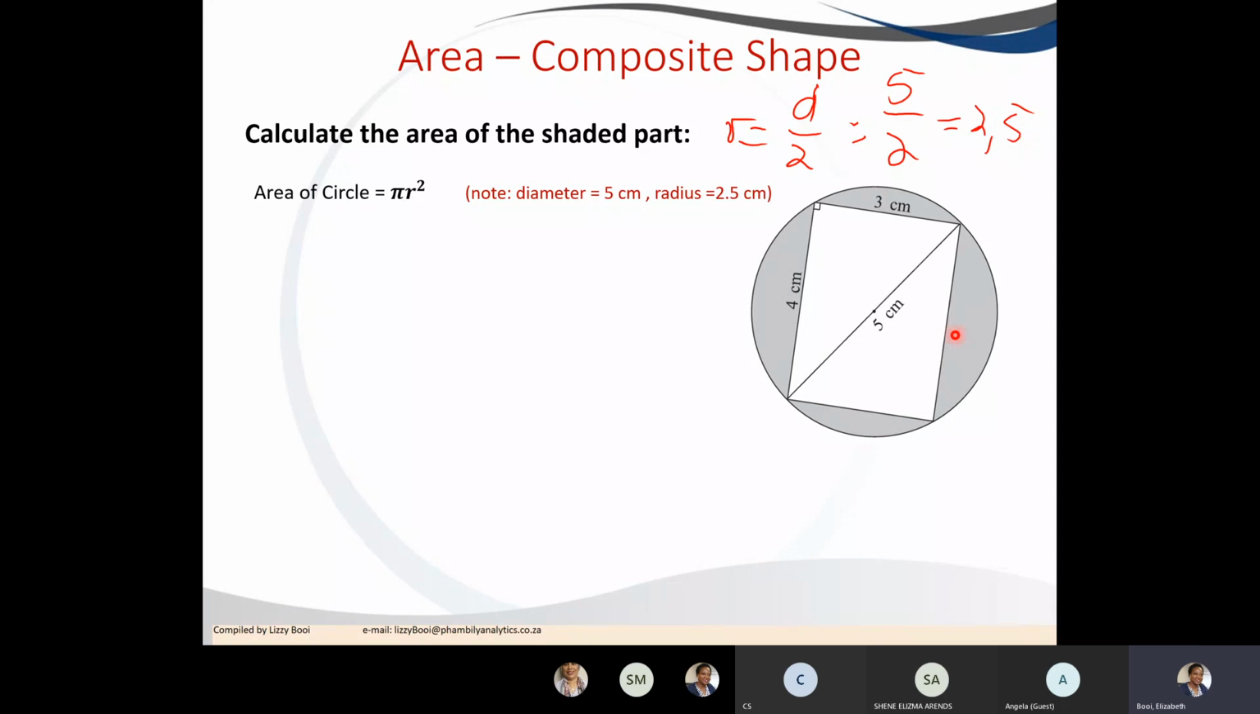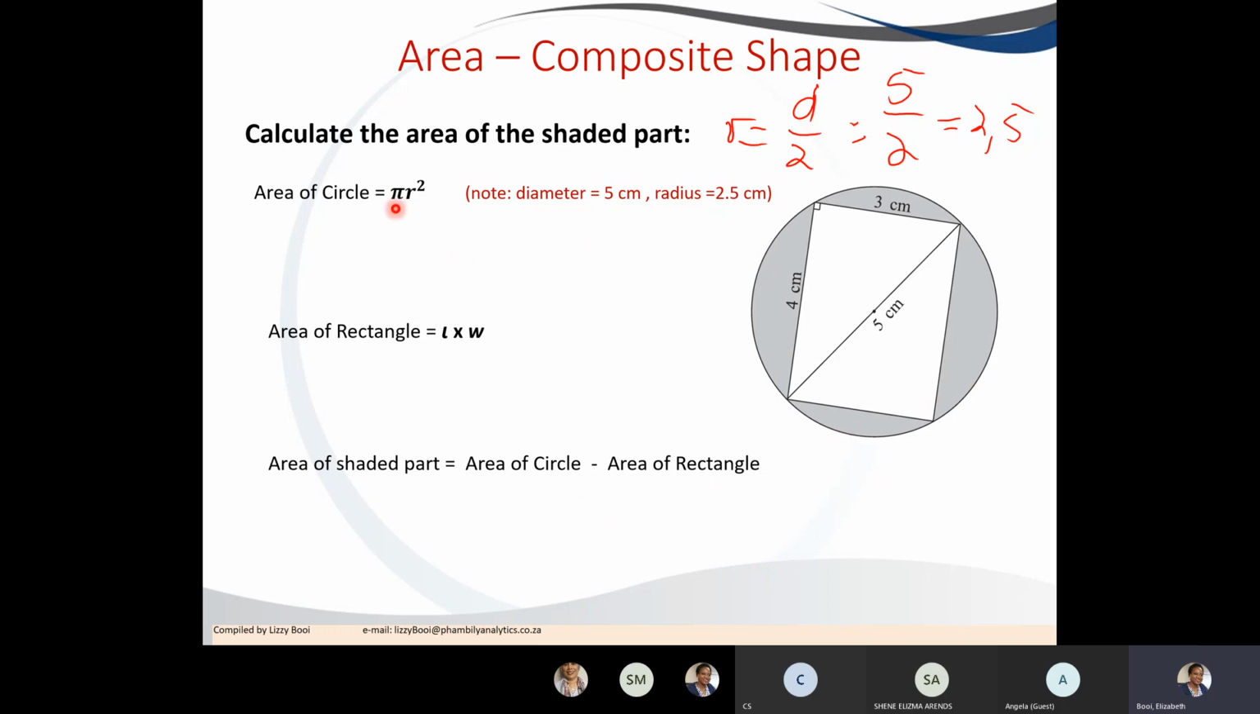Now, the other thing we can do is also to calculate the area of a rectangle. We can calculate the area of this white shaded part so that we can subtract, because we're only interested in the gray part. We can then subtract the white area from the circle. We will say the circle minus the rectangle. So we'll have to take away this white area from the circle. And that's what we're going to do.